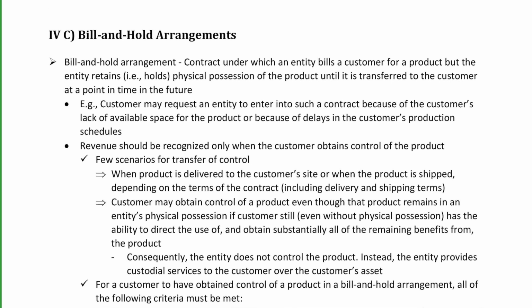On page 75, we're looking at bill and hold arrangements. So that's a contract in which an entity bills a customer for a product, but holds physical possession of the product until it is transferred to the customer at a future point in time. Revenues should be recognized only when the customer obtains control of the product.